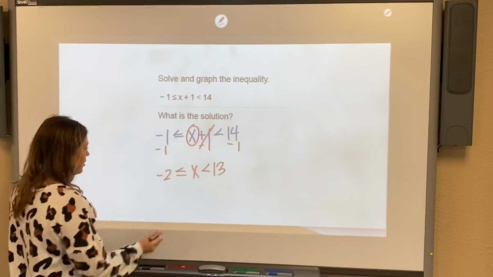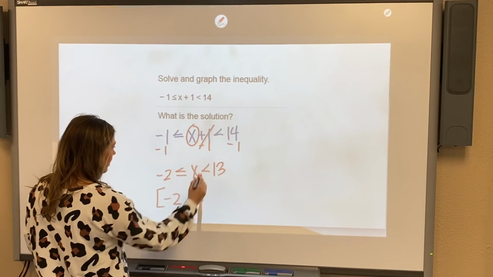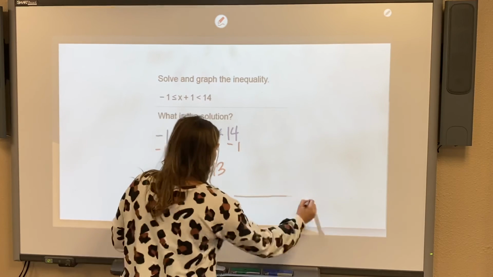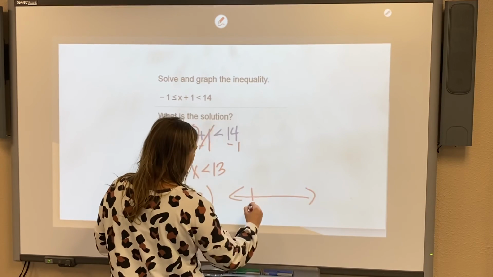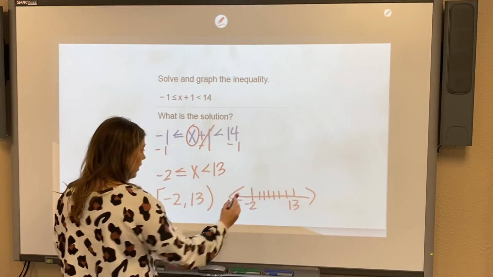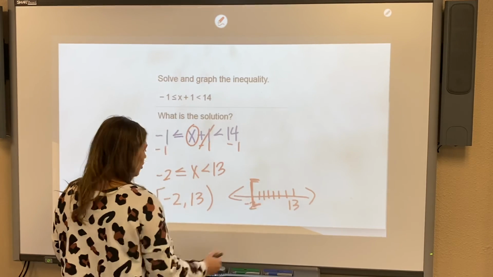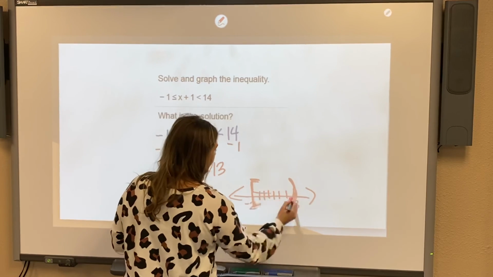So now if we did our solution set, we have negative 2 to 13. Negative 2 is included, 13 is not. We graphed it, we have negative 2, 13. I know that's wrong, but that's okay. That's not the correct, negative 2, 13 is there, and then we shade in between.